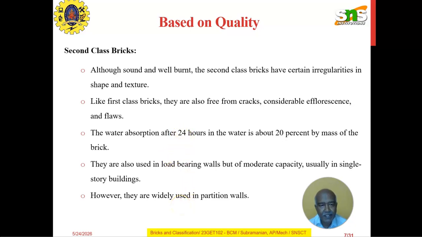The second class bricks are also well burned and sound, but they have some irregularities in shape and texture. Unlike first class bricks, they are not free from cracks and have considerable efflorescence, and the water absorption after 24 hours in water is about 20% of the mass of the bricks. They are also used for load bearing walls, but of moderate capacity, usually in single story buildings only, since they have more weight. However, they are widely used in partition walls.